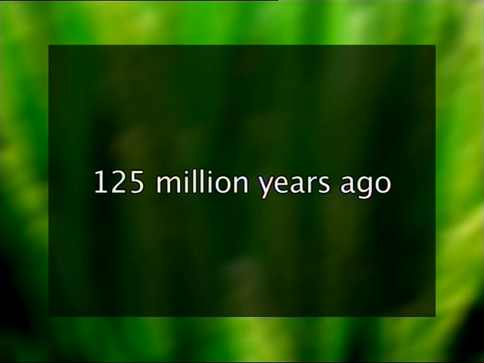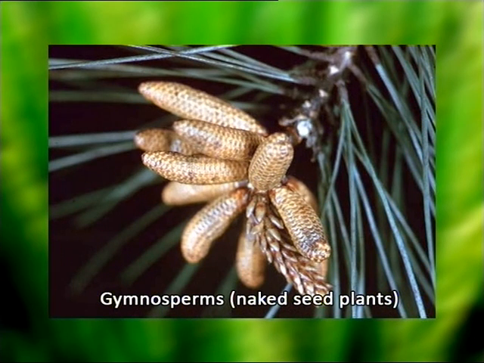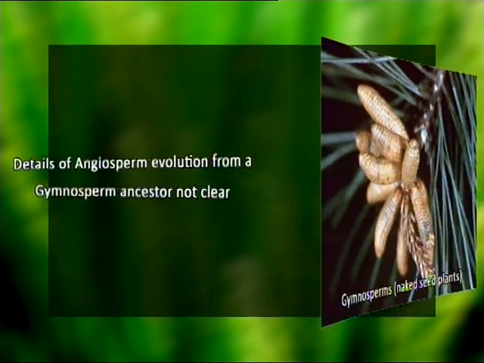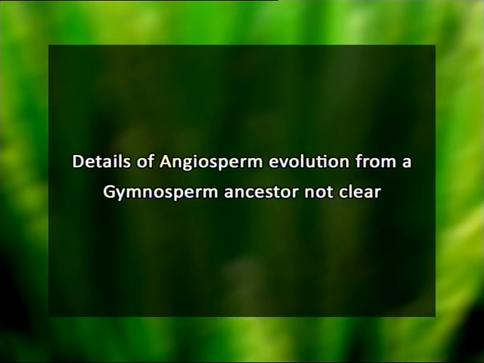Traditionally, the closest relatives of angiosperms, as I have already mentioned, were the gymnosperms. They have been considered the closest relative of angiosperms. However, the details of angiosperm evolution from a possible gymnosperm ancestor are not very clear. There are various hypotheses that trace the evolution of angiosperms from gymnosperms.